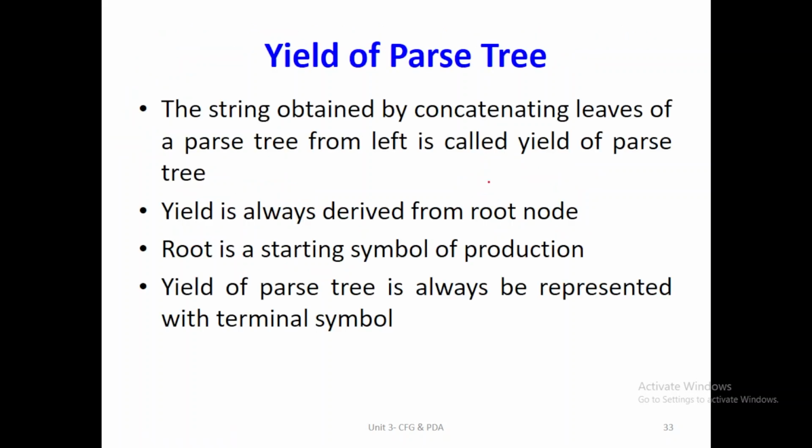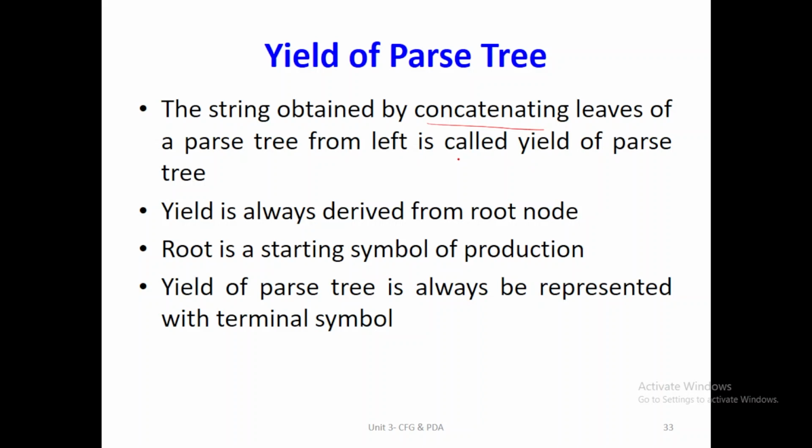Then from the parse tree, how do we find the yield of the parse tree? A string can be obtained by concatenating all the leaf nodes of a parse tree from left to right.